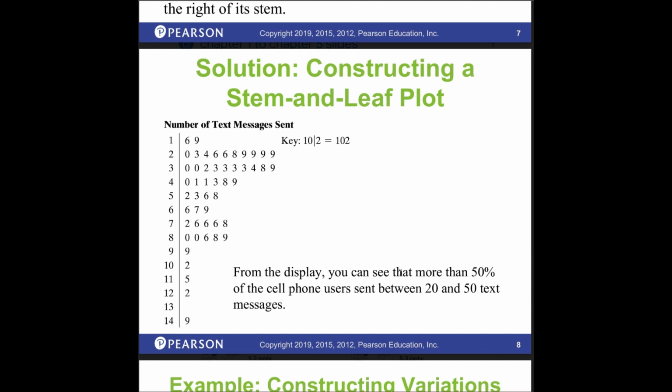From the display, you can see that more than 50% of the cell phone users sent between 20 and 50 text messages. And above that, it really just tapers off.